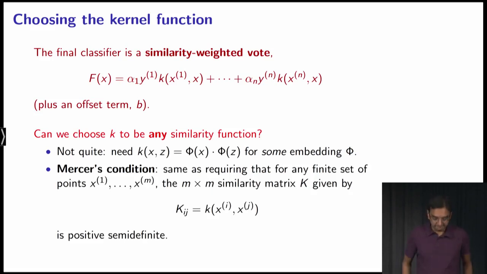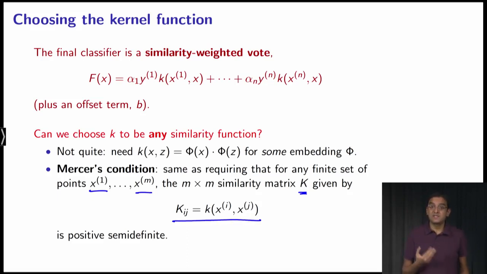So here's what you need. Take any finite set of data points, say x1 through xm, so m data points, and now you want to check your similarity function, to see if it's a valid kernel function. So what you do is you take these m data points and you compute similarities between all pairs of them. And you write these down in an m by m matrix. Let's call that matrix K. So K is an m by m matrix where the ij entry is the similarity between data point i and data point j. So it's this matrix over here.